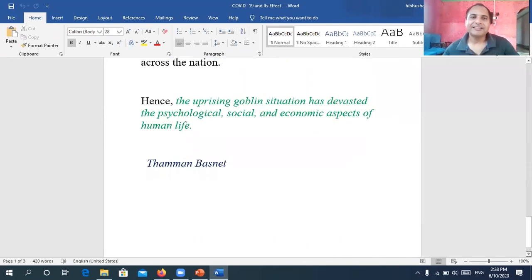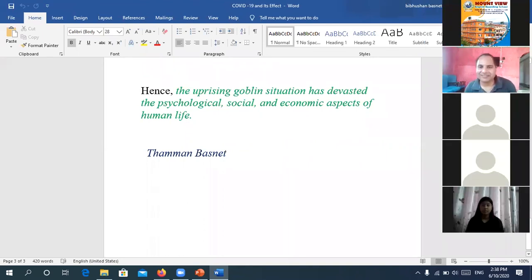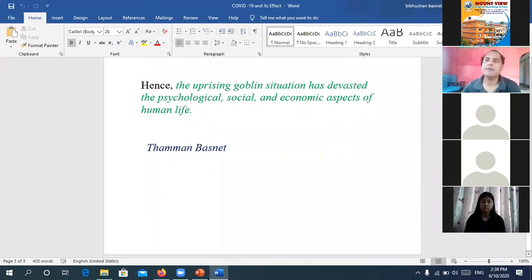See the things. This is the concluding paragraph. This is the conclusion. And conclusion is nothing, that's simply the re-emphasizing or rewriting of the thesis statement. Hence, the uprising global situation has devastated the psychological, social, and economic aspects of human life. This is how an essay is completed.